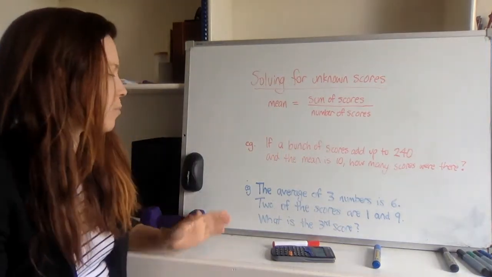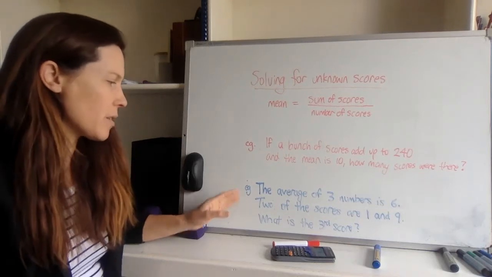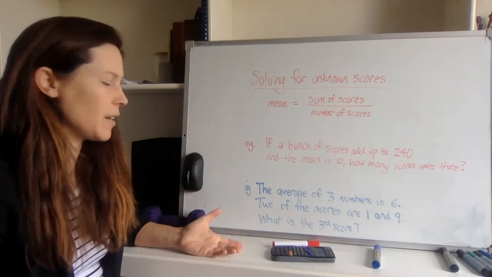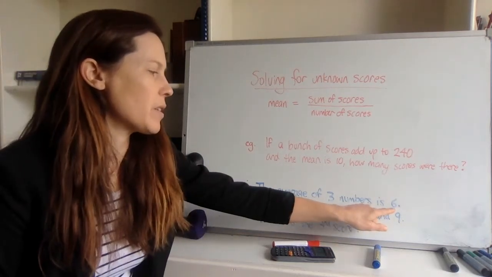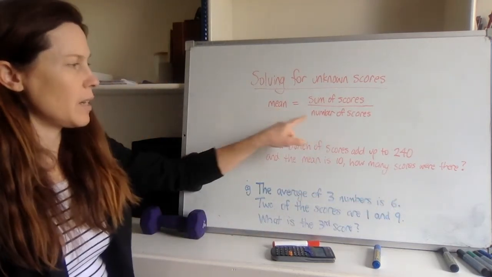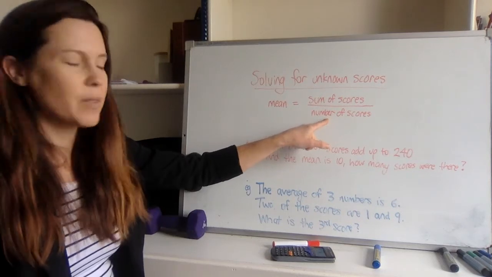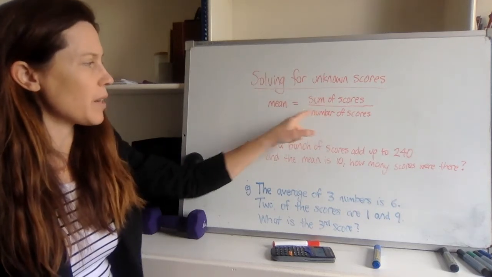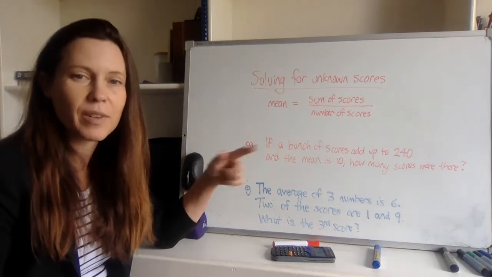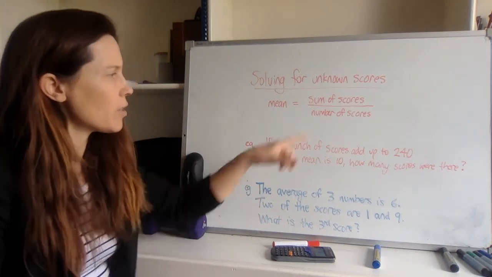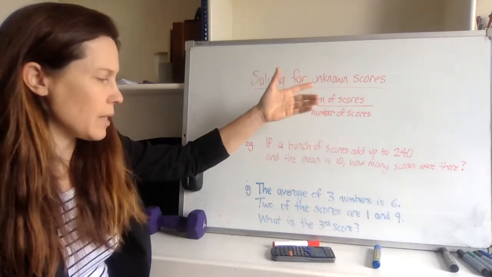In this second example, the average of three numbers is 6. Two of the scores are 1 and 9. What is the third score? Well, if you know that the average of the numbers is 6, that goes here, and that there were 3 scores, then you've got something divided by 3 is 6. You guys know your times tables. 18 divided by 3 is 6, right? So the scores must have added up to 18.